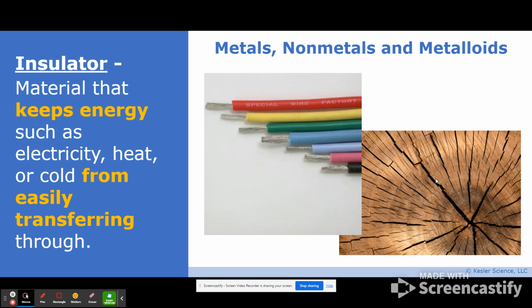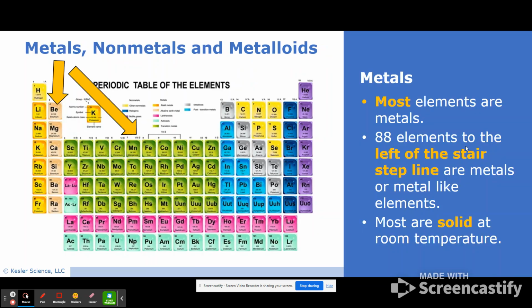So wood is an insulator. It doesn't allow heat to move through. It will eventually burn, but it's not good at letting heat move fast. So the plastic on here, the rubber on this, is an insulator. The inside right here is a conductor. It allows electricity to go through. The rubber is on the outside so that you can pick the wire up without getting electrocuted. So the electricity does not go through that rubber or plastic wire.